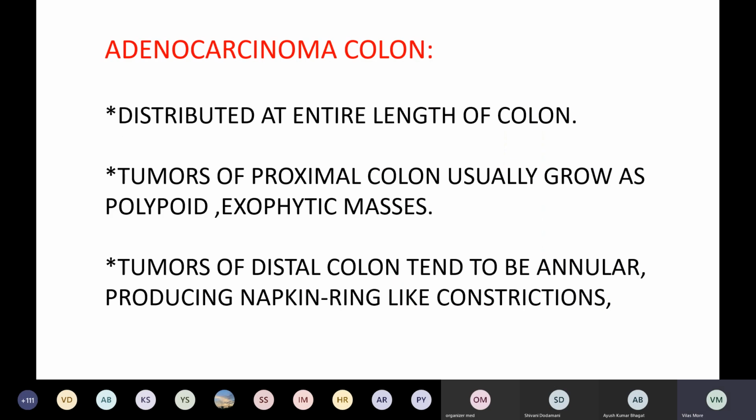Next is the adenocarcinoma of colon. So this is a malignant tumor of the colon or intestine. It is distributed at entire length of a colon. But the tumors of proximal colon usually grow as polypoid or exophytic mass, so they do not obstruct the lumen of the colon. While the tumors of the distal colon tend to be annular, producing napkin ring-like constriction.